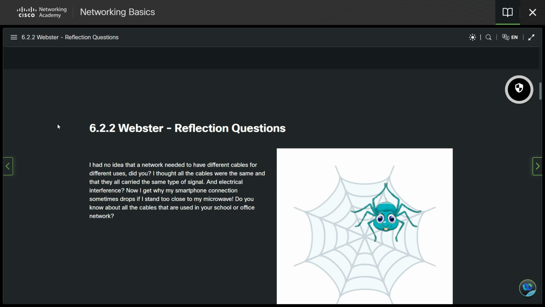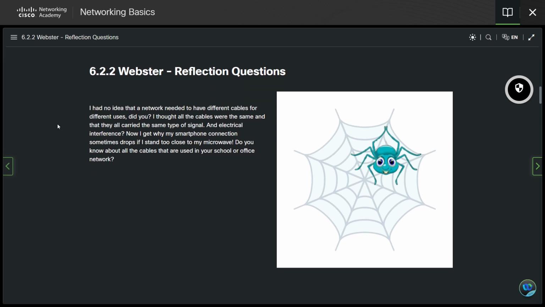Reflection question. I had no idea that a network needed to have different cables for different uses. Did you? I thought all the cables were the same and that they all carried the same type of signal, and electrical interference. Now I get why my smartphone connection sometimes drops if I stand too close to my microwave. Do you know about all the cables that are used in your school or office network?